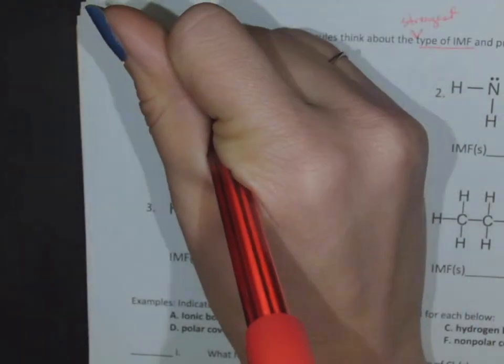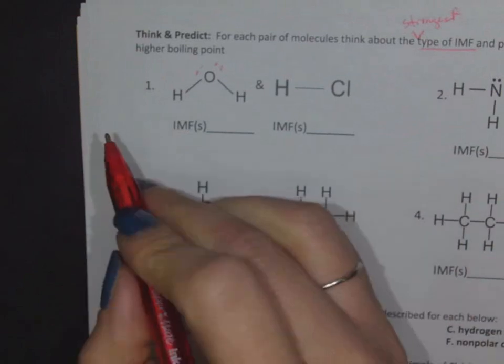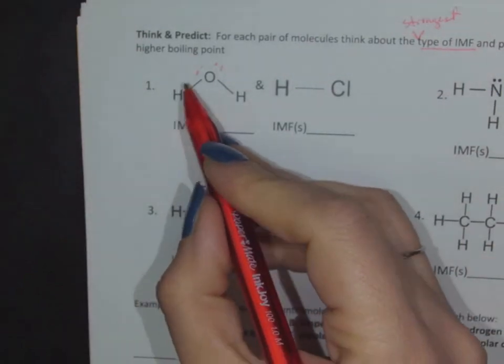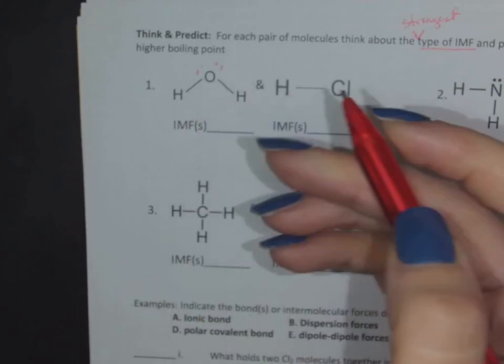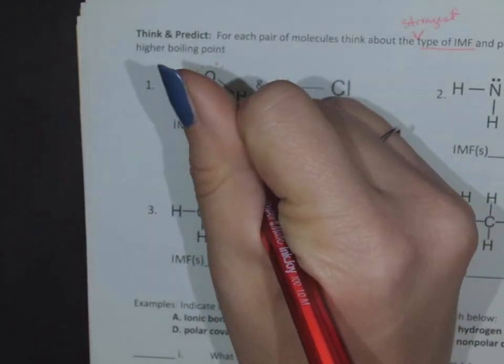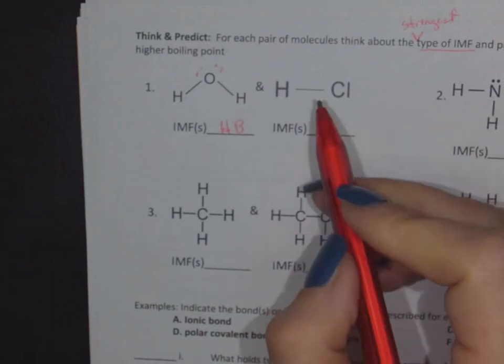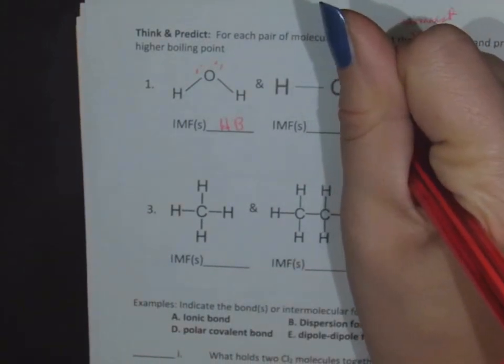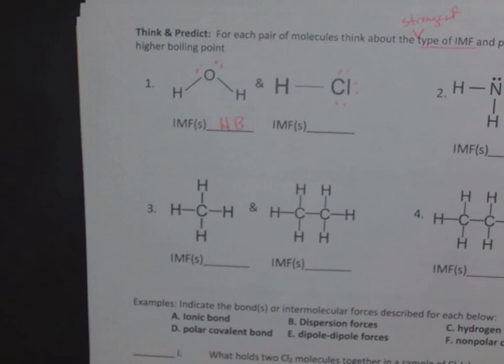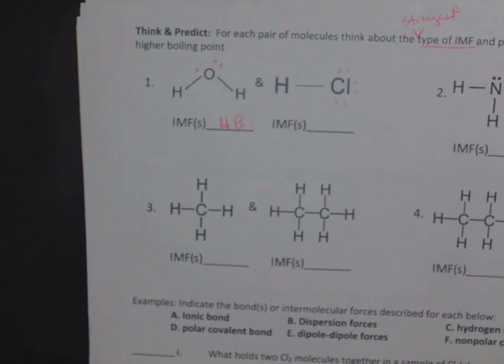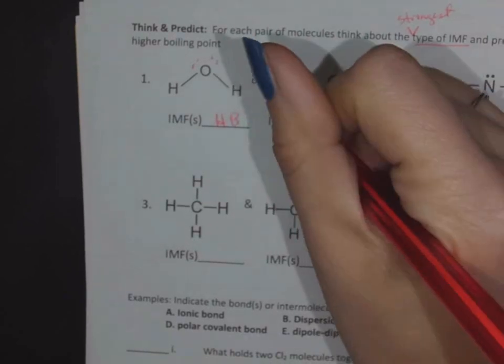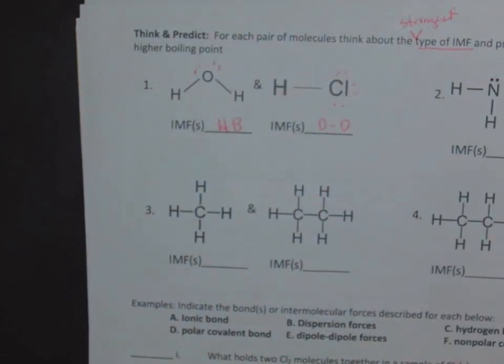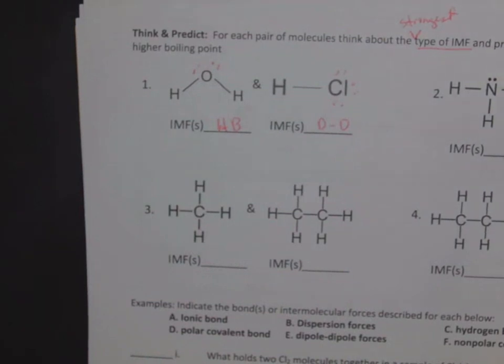We got a water molecule, which is polar, and it meets the criteria of hydrogen bonding, where the hydrogen is bonded to either a fluorine, an oxygen, or a nitrogen. So its strongest IMF is hydrogen bonds. And then HCl, it's polar as well, but it doesn't have a hydrogen bonded to a fluorine, oxygen, or nitrogen. So its dipole-dipole is the strongest one. So we know hydrogen bonding is a stronger IMF than dipole-dipole. That means the boiling point of water is going to be higher than HCl.